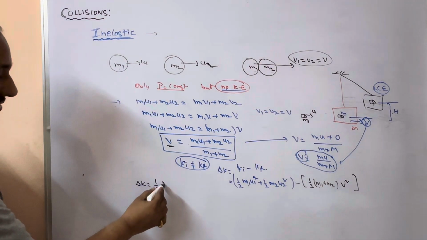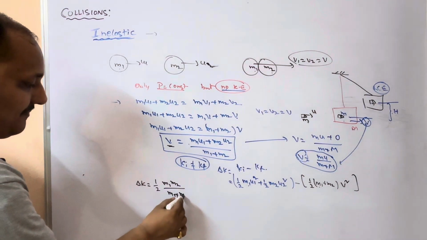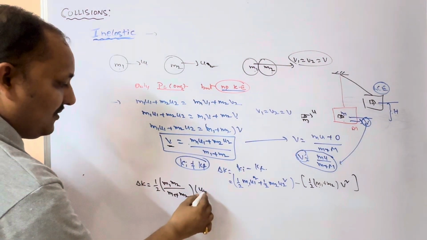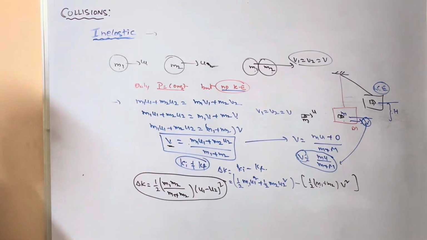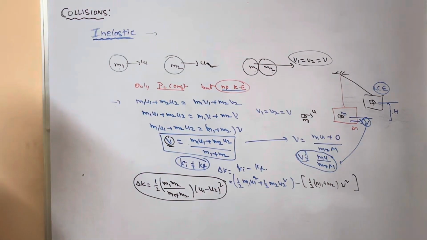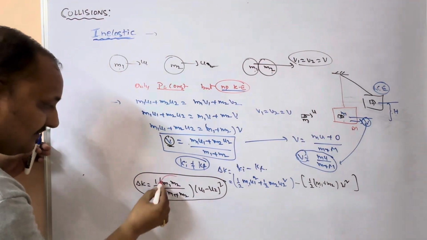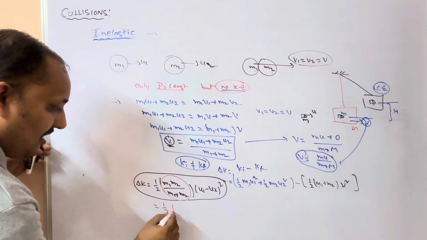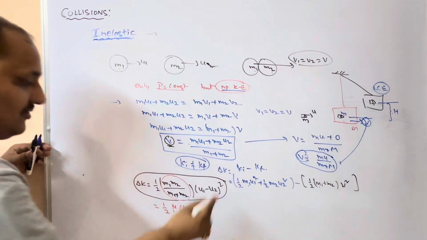The derivation we do not require for competitive exams. You will get this if you substitute the velocity in this equation and calculate: half of m1 m2 by (m1 plus m2) into (u1 minus u2) whole squared. This is a very important formula. This mass we call reduced mass, mu, and this velocity is the relative velocity, (u1 minus u2) whole squared.